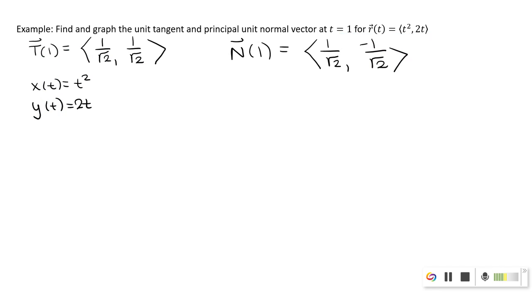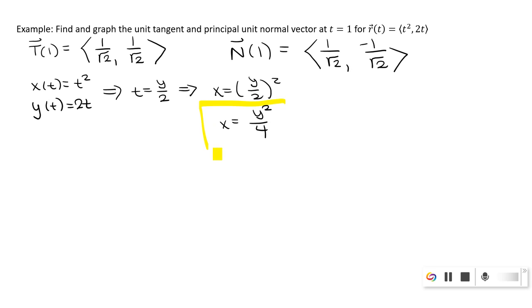So to finish this problem, I just jotted down my tangent vector and my normal vector. And then I'm also going to graph this plane curve. So our vector valued function is telling us that x is t squared, y is 2t. So I'm going to go ahead and eliminate the parameter. If y is 2t, then t would be y over 2. And I'm going to plug that into my x equation. So x is y over 2 squared, or y squared over 4.